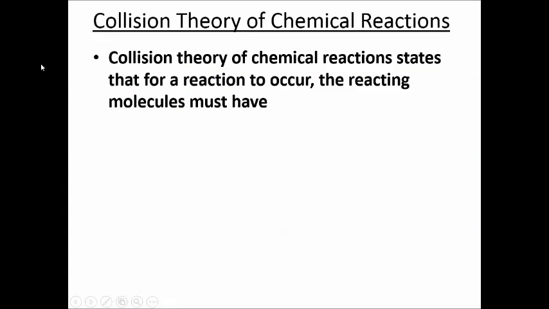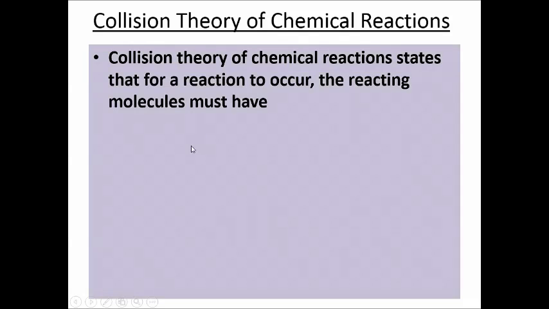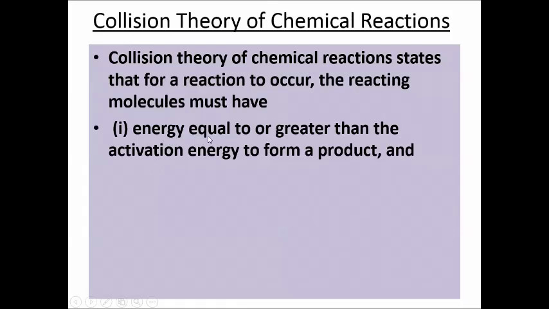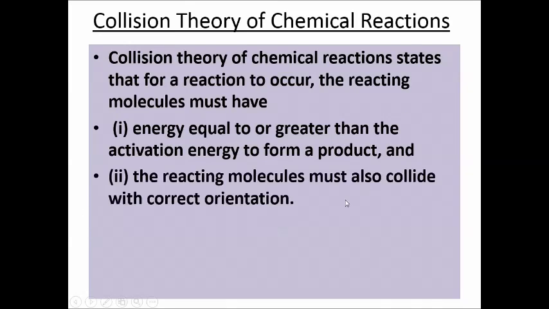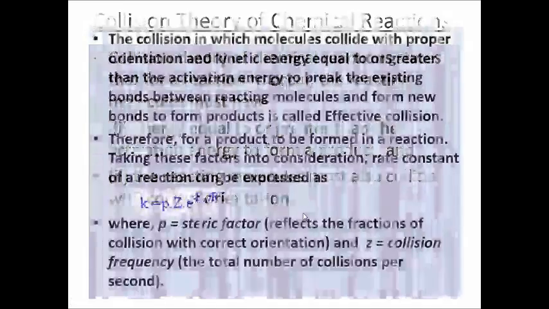Next is the collision theory of chemical reactions, and it states that for a reaction to occur, the reacting molecules must have, first point, energy equal to or greater than the activation energy. And the second point, the reacting molecules must also collide with correct orientation. If the reacting molecules are not obeying these 2 points, then the reaction cannot occur.